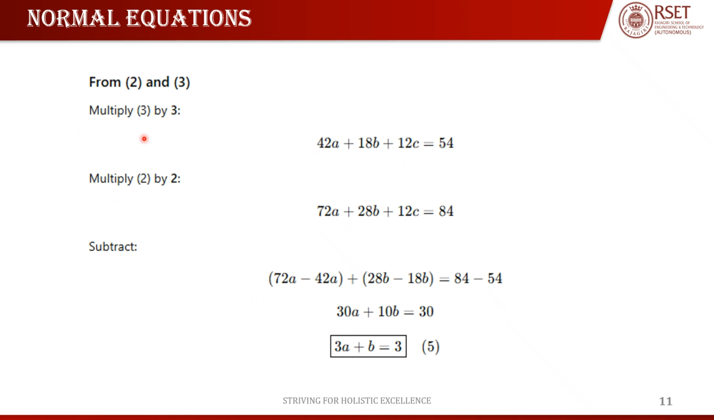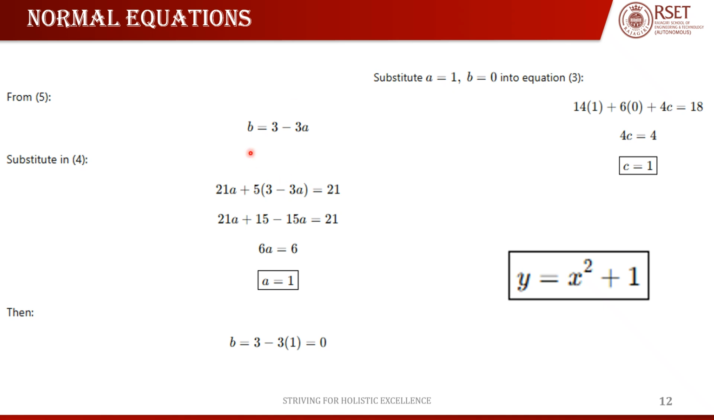And now what you do is, you consider 2 and 3. So first you multiply 3 by equation 3. So you have 42a plus 18b plus 12c is equal to 54, and here multiplying 2 by equation 2, you have the other equation. There also you make the coefficient of c the same, and on subtracting you will have 30a plus 10b equal to 30, and you will just cancel 10 outside, so you have 3a plus b equal to 3. Now you have this equation in a and b, and also one another equation in a and b. Just solve both of them.